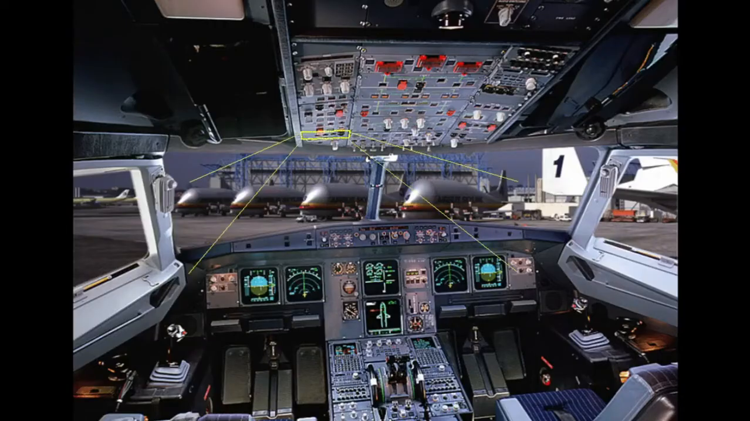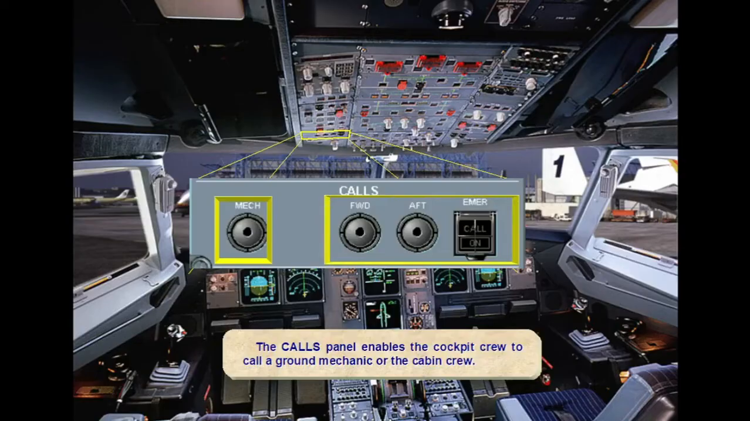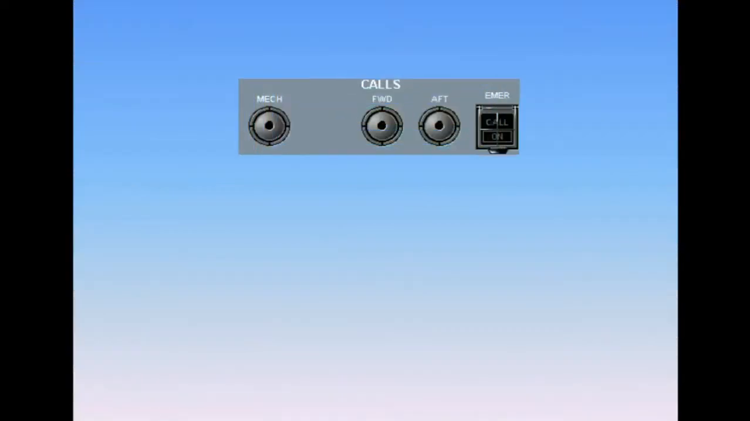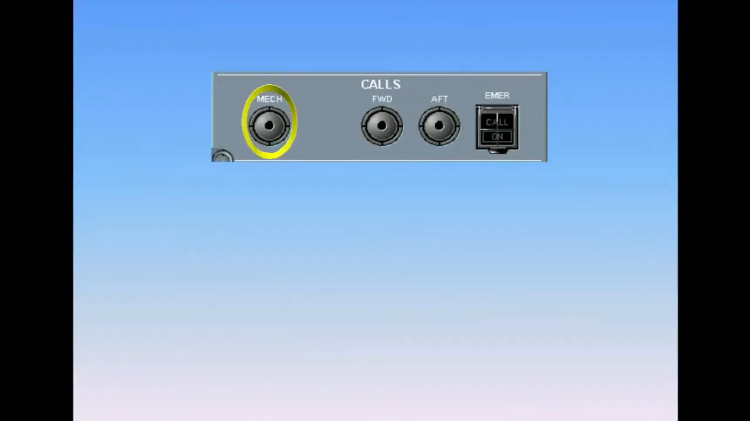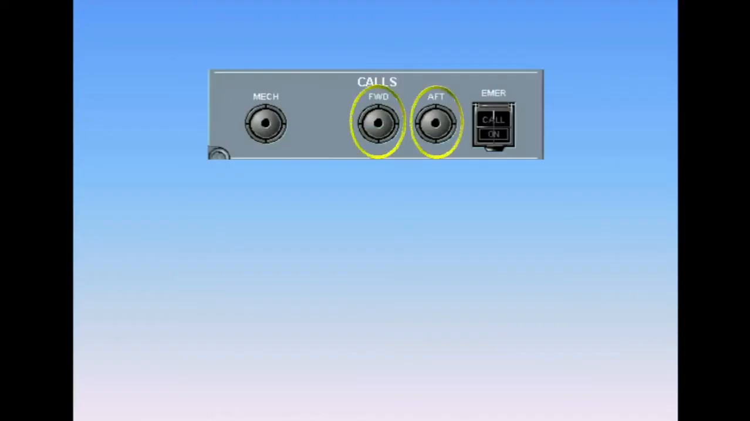The calls panel enables the cockpit crew to call a ground mechanic or the cabin crew. When a mechanic button is pressed, a light illuminates on the external power panel and a horn sounds to alert the ground mechanic. When either the forward or aft button is pressed, a captain call message appears at the appropriate cabin station and a high-low chime sounds in the cabin.